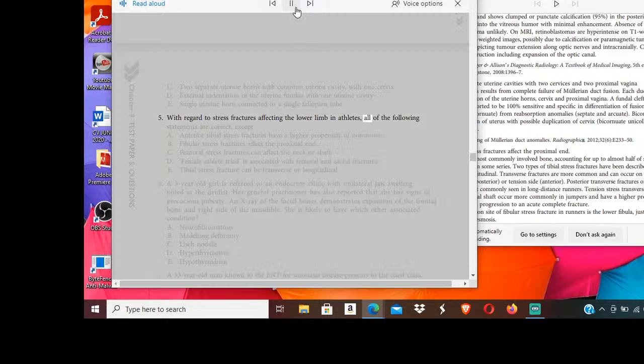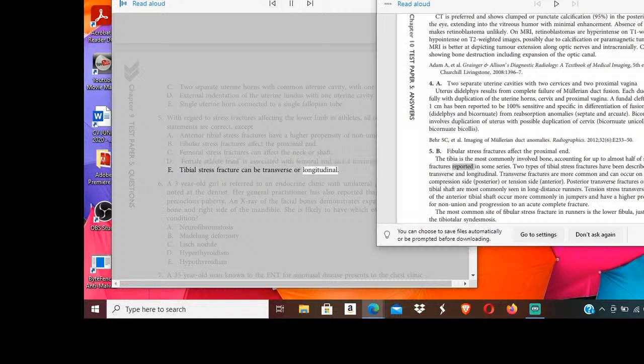Affecting the lower limb in athletes, all of the following statements are correct, except: A. Anterior tibial stress fractures have a higher propensity of non-union. B. Fibular stress fractures affect the proximal end. C. Femoral stress fractures can affect the neck or shaft. D. Female athlete triad is associated with femoral and sacral fractures. E. Tibial stress fracture can be transverse or longitudinal.